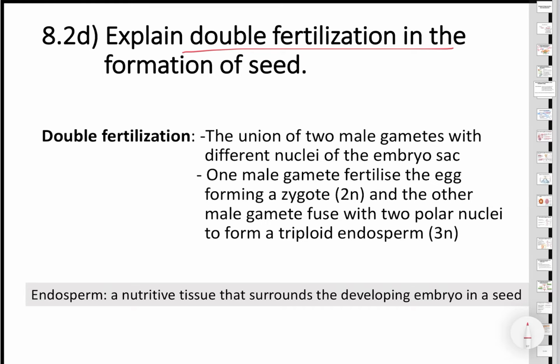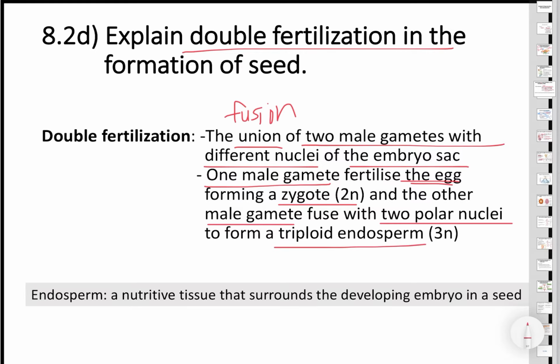So double fertilization, first you need to know the definition, where it is the union ataupun the fusion of two male gamete with different nuclei of the embryo sac, whereby one male gamete akan fuse with the egg forming diploid zygote and the other male gamete will fuse with two polar nuclei to form triploid endosperm. So if the question asks you to define double fertilization, you must state all these points.